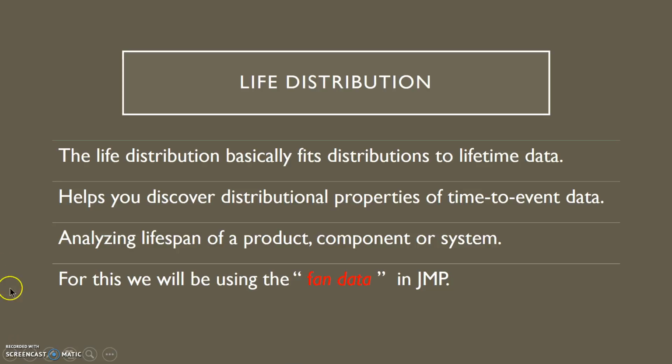Alright, so life distribution. This is basically fitting distributions to lifetime data. It helps to discover distributional properties of time to event data, basically analyzing the lifespan of a product, component, or system. Most companies use this to determine how long an item or product will last, and that's basically one way in which they set their expiration dates. And then we'll go into JMP to look at how we can create a life distribution plot using the FAN data.